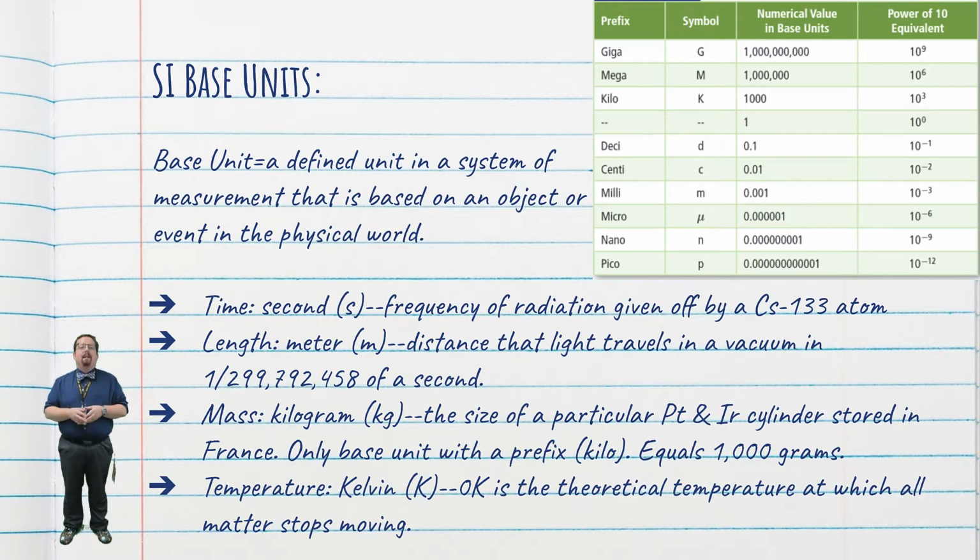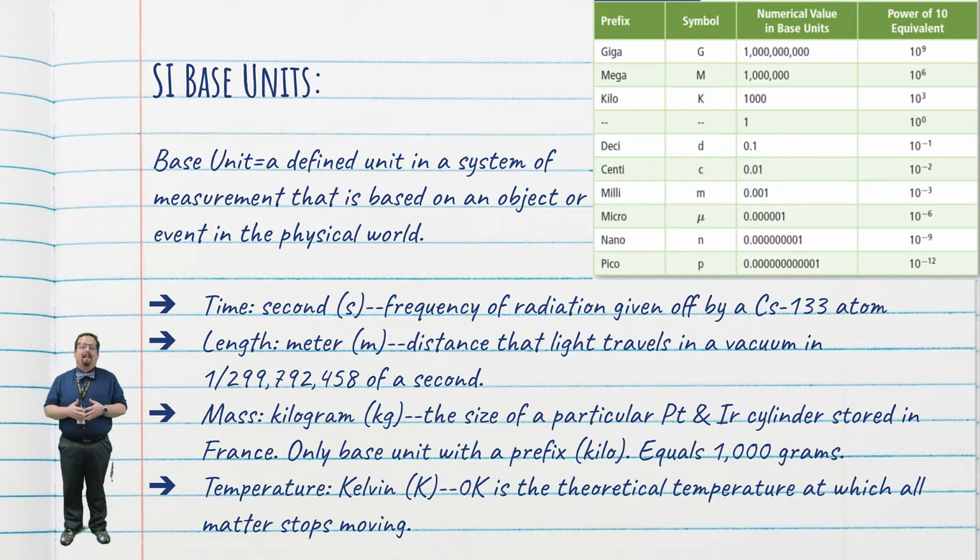A base unit is a unit that is based on some actual object or event in the physical world. The base unit for time is the second, which is based on the frequency of radiation given off by a cesium-133 atom. The base unit for length is meters, which used to be considered as 1/10,000,000th of the distance from the North Pole to the equator, running through Paris in the 1800s.